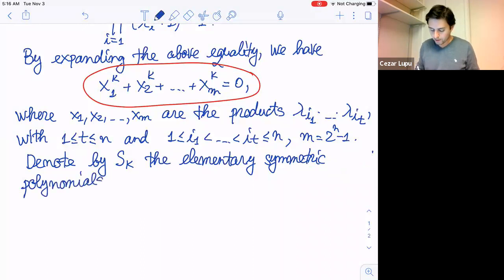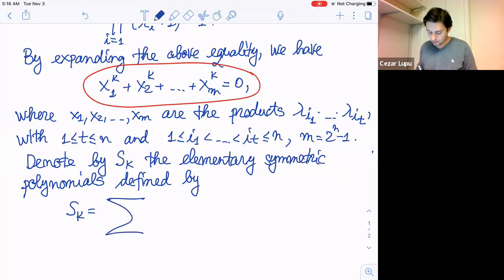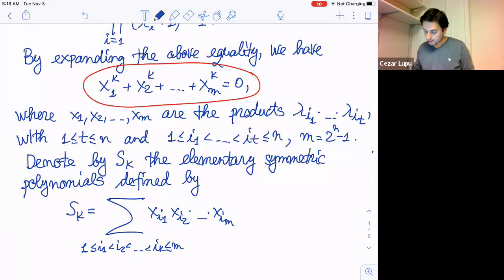Okay, so the elementary symmetric polynomials are defined by, so S_k will be nothing else than just this sum with 1 ≤ i_1 < i_2 < ... < i_k ≤ m of these guys, x_{i_1}, x_{i_2}, all the way to x_{i_k}. And so these are the elementary symmetric polynomials.